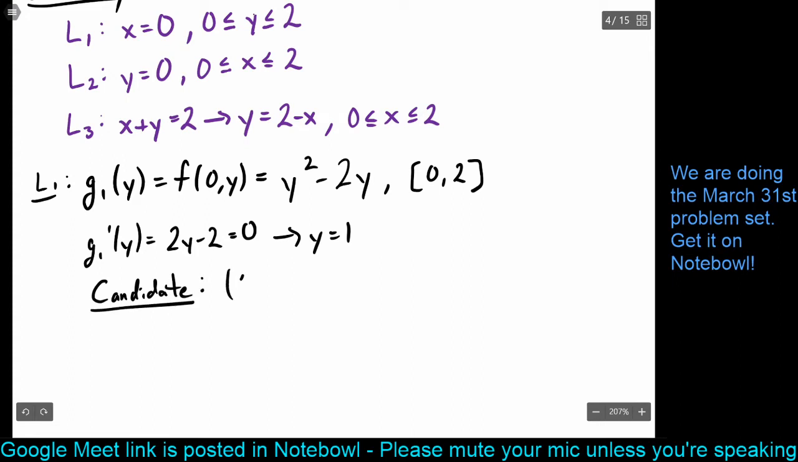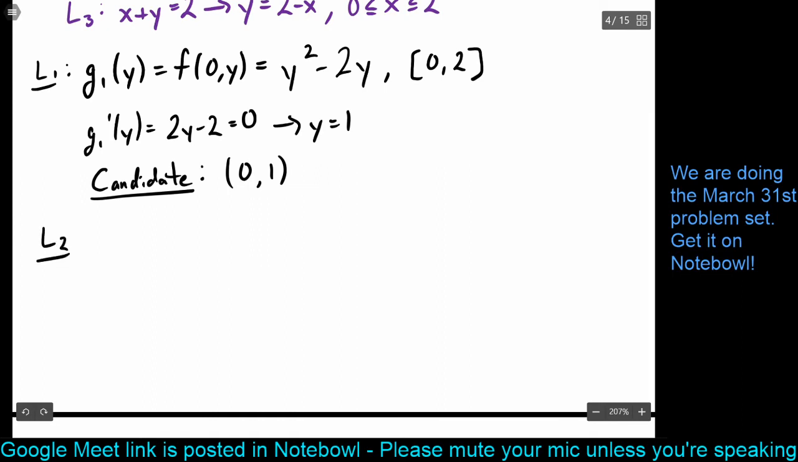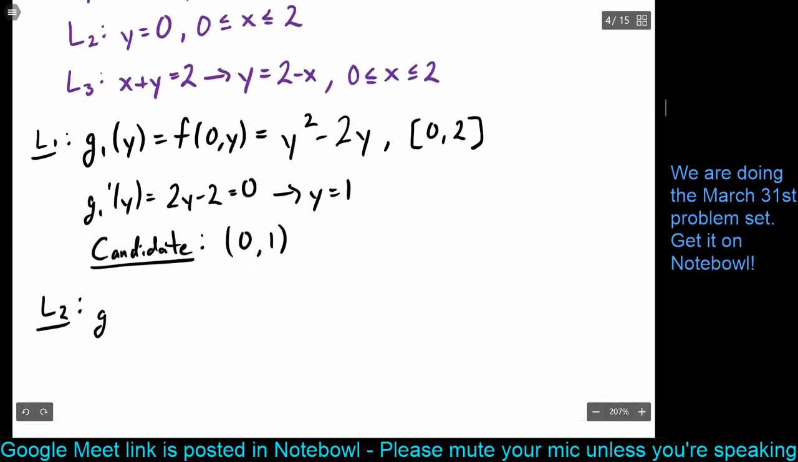X has to be 0 here, and then y is 1. So that's another point we're going to test. Do this for L2. This time, y is going away. So let me say this is g2 of x.